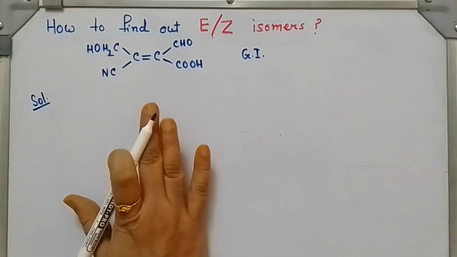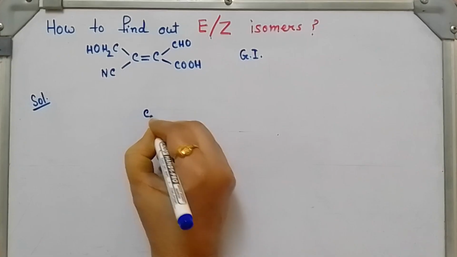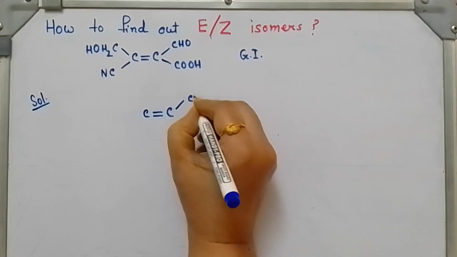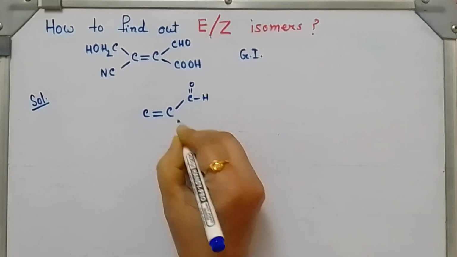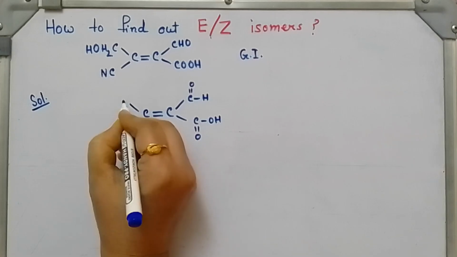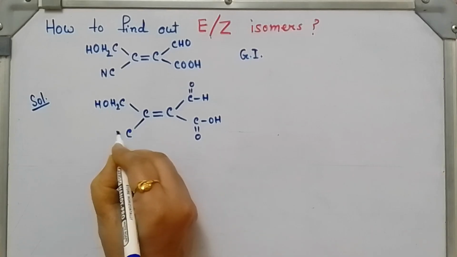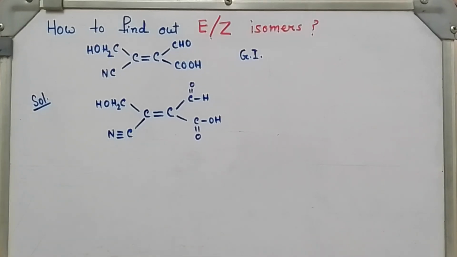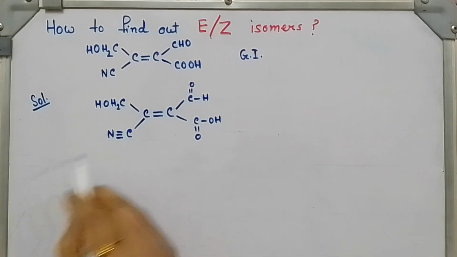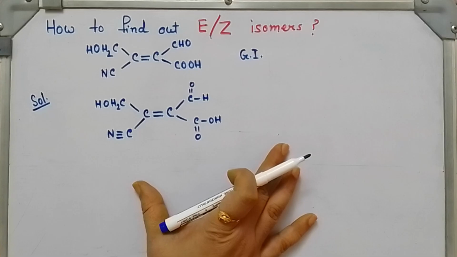Now how to find out E or Z isomer for this compound? So first draw the structure properly. This is aldehyde functional group, means CHO, double bond OH. This is carboxylic acid, C double bonded OH. This is primary alcohol. And this is nitrile functional group. So here carbon oxygen double bond is there. Here carbon oxygen double bond is there. Here carbon nitrogen triple bond is there. Means multiple bonds are present.